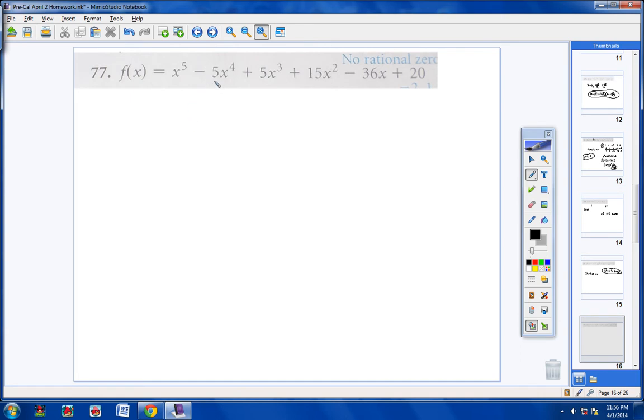Okay. Notice I cannot factor this, so I list out the possible rational zeros. I have a lead coefficient of 1. It is written in standard form, the function is.